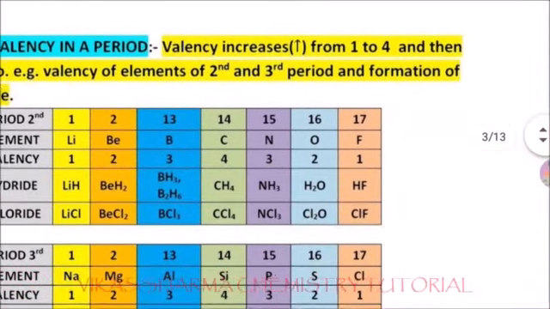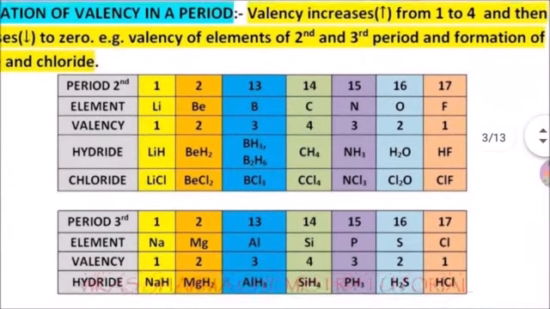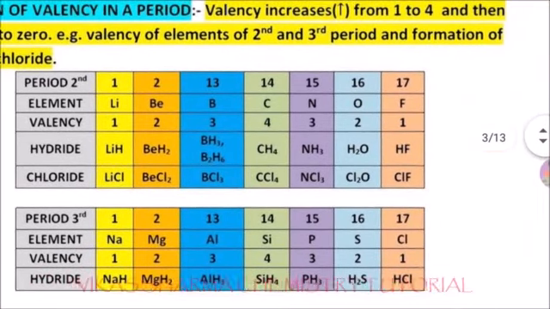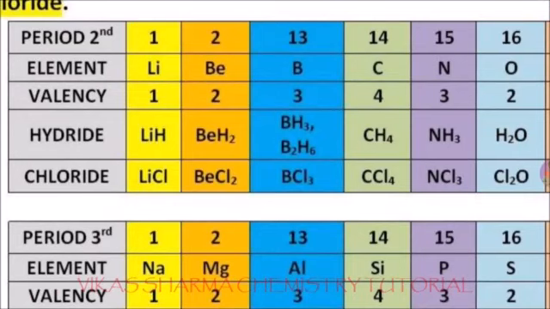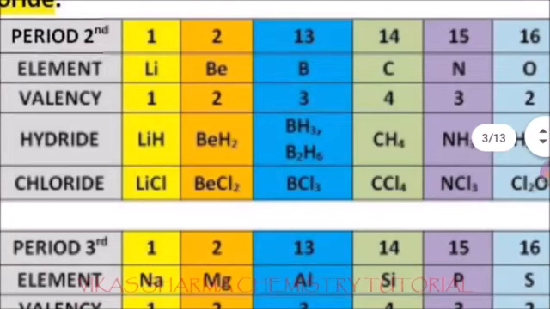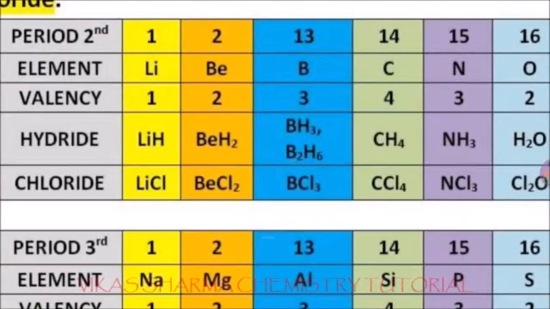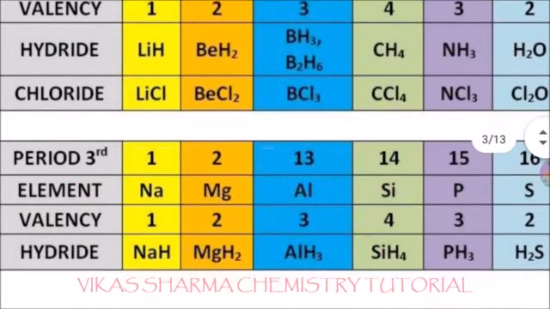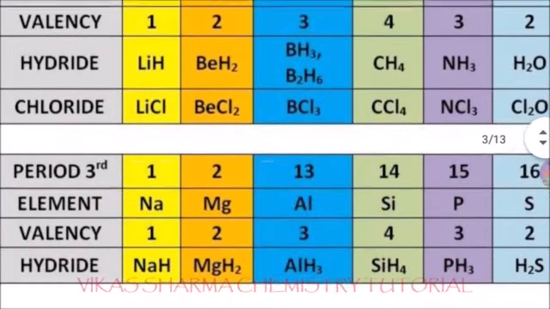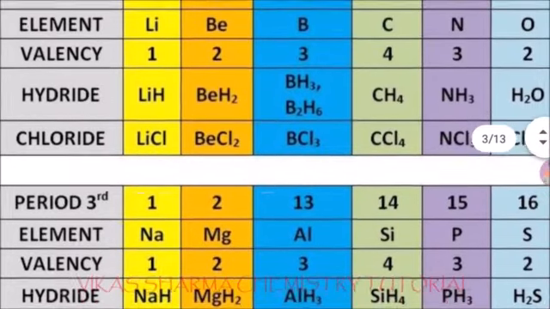For example, the valency of elements in the second and third periods, which are present on your display, is shown through the formation of hydrides and chlorides. The valency of hydrogen is 1, and chlorine also has a valency of 1. In period 2, the group 1 member, lithium, has valency 1 and forms the hydride LiH and LiCl. The same pattern is shown by sodium, with hydride formula NaH.